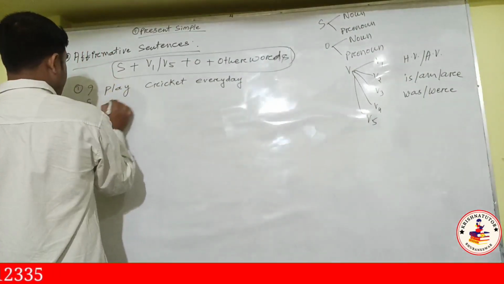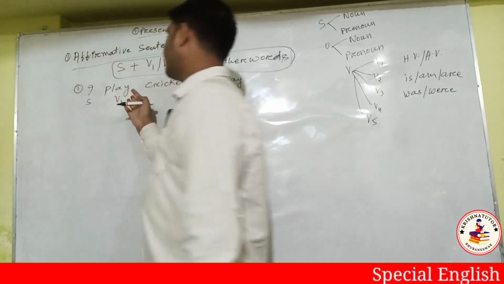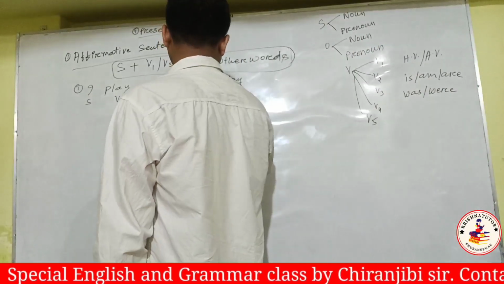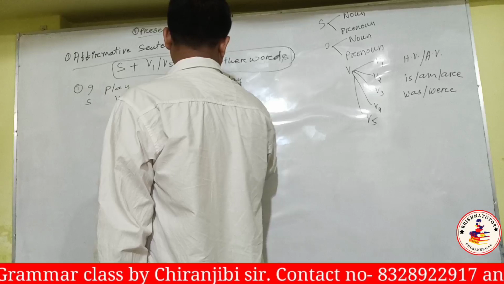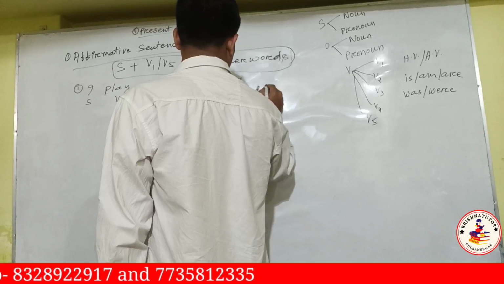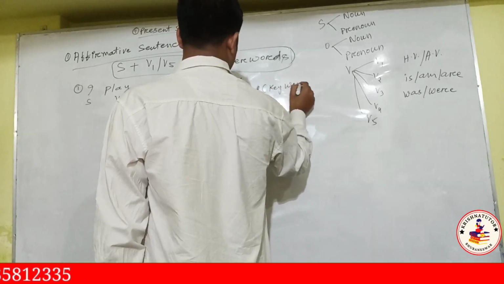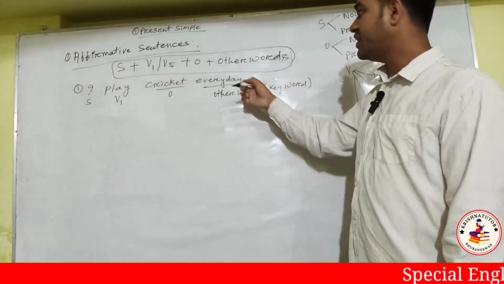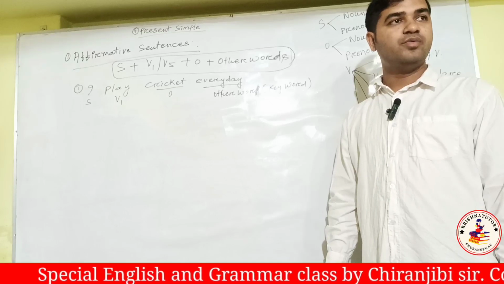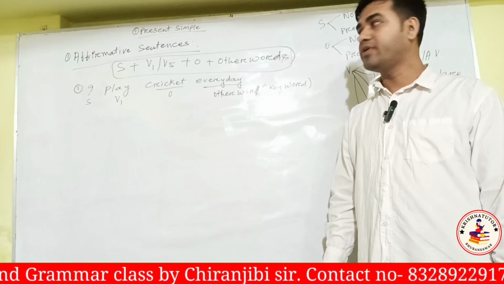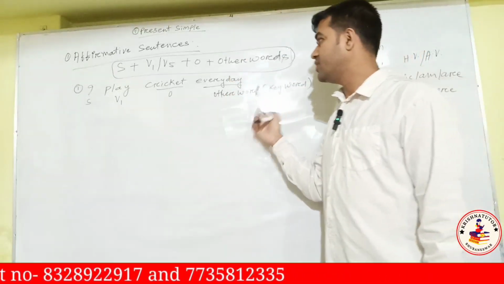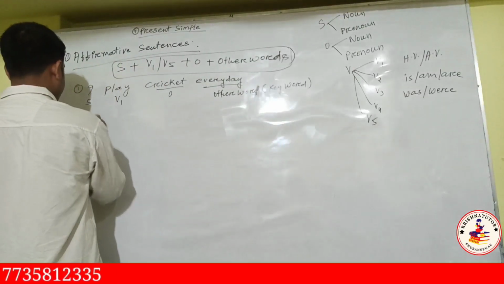Here this one is the subject, this one is V1, and cricket is the object. Every day is the keyword. I told you the keywords, A gerund: A for always, G for generally, E for everyday, and this is the condition. So this one is the object. So do this translation like this.